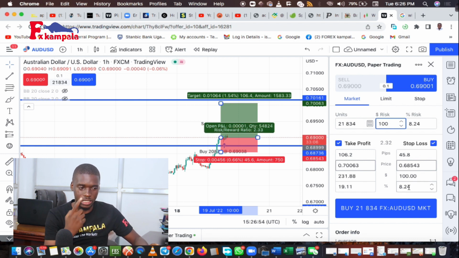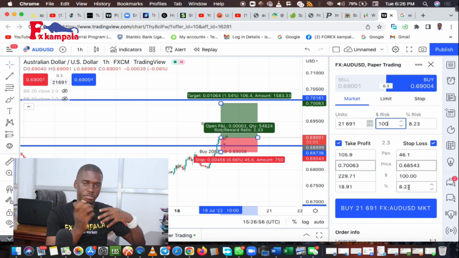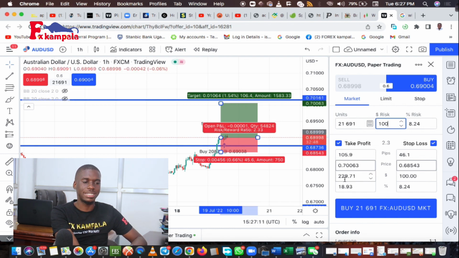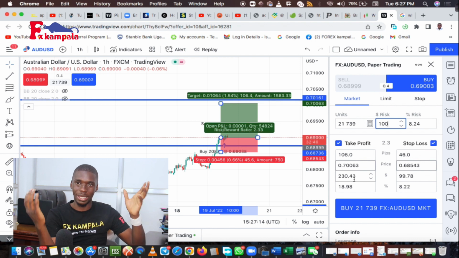And then the percentage that you're risking, you need to confirm literally everything before you can actually execute the order and all that. So the same happens with the take profit. If you need to confirm literally everything, 100 pips, then I'll be aiming for 229 pips, rather dollars, and all that.